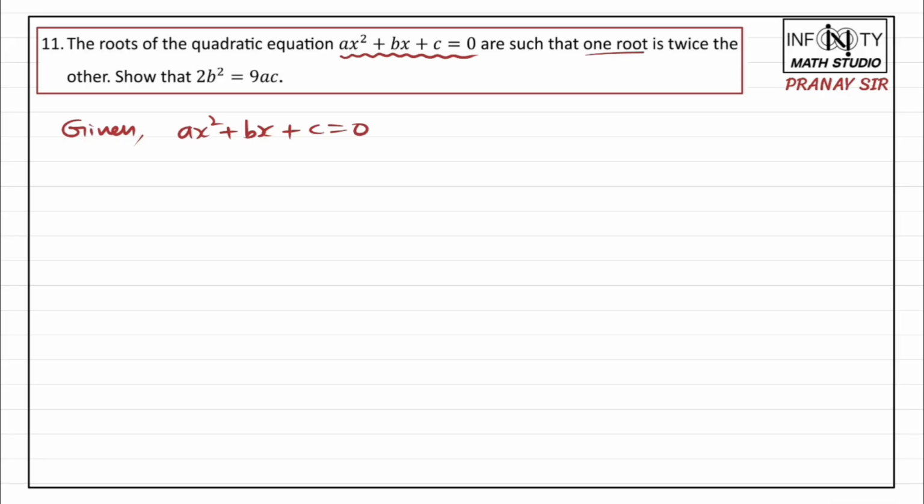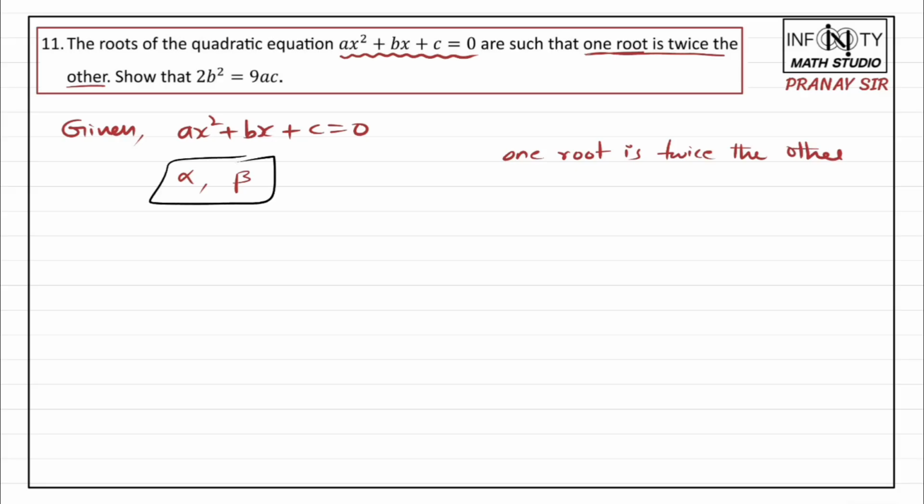He is saying that one root is twice the other. That means it is clear that it is having two roots. For example, we say alpha and beta are the two roots of the given quadratic equation. Now let me take this sentence out here: one root is twice the other. Simply I am decoding the problem, right? Now since it is having two roots, one is alpha and the other is beta, let me simplify this one.